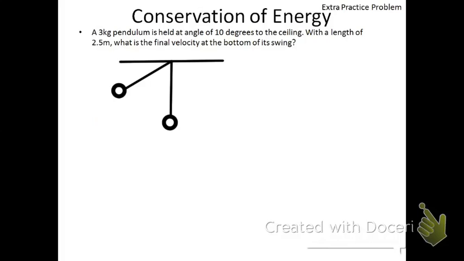Alright, so let's break down what we do know from this problem, at least. The mass of our problem is 3 kilograms. Gravity is 9.8 meters per second squared. It's being held, so initial velocity has to be 0 meters per second. The final velocity is what's being solved. Let's also write down the angle. The angle is 10 degrees here.